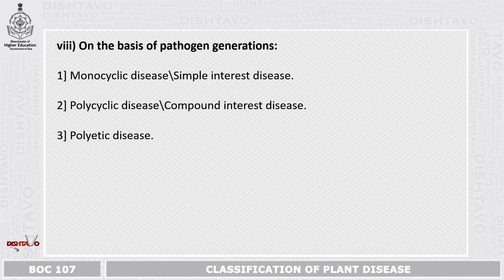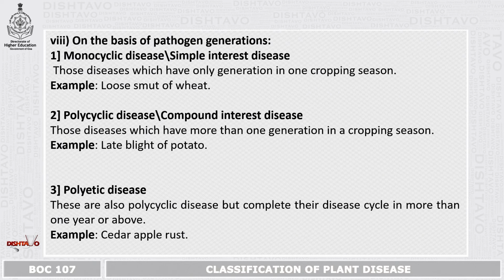Then next classification is on the basis of pathogen generation. On the basis of pathogen generation, the diseases are classified as monocyclic disease, which are also called simple interest disease, polycyclic disease, which are called compound interest disease, and polyetic diseases. So monocyclic diseases have only one generation in one cropping season. Example is loose smut of wheat.